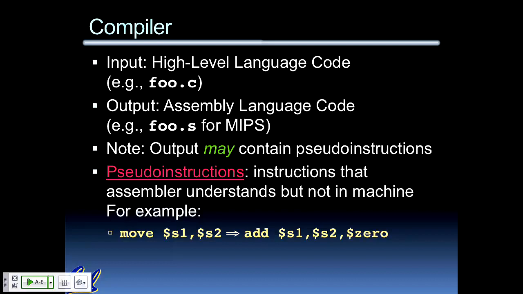So one example here is the move pseudo instruction. This isn't a different instruction in the instruction set. All it is, is using the add instruction to add 0 to a register and put the result in the destination.